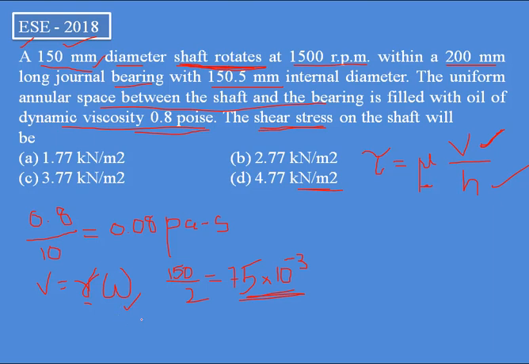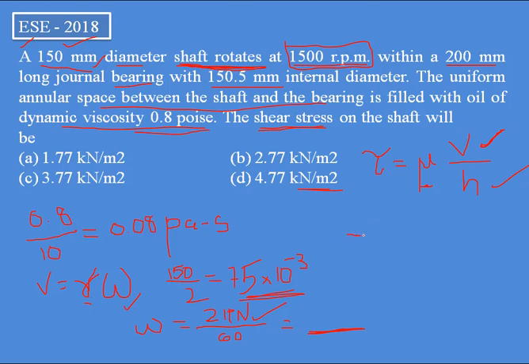And coming to omega, here it is 2 pi N by 60. We have a formula. And what is N? N is given, which is 1500 rpm, right? You just substitute that value here, you're going to get the final result. Okay, we'll check that later.